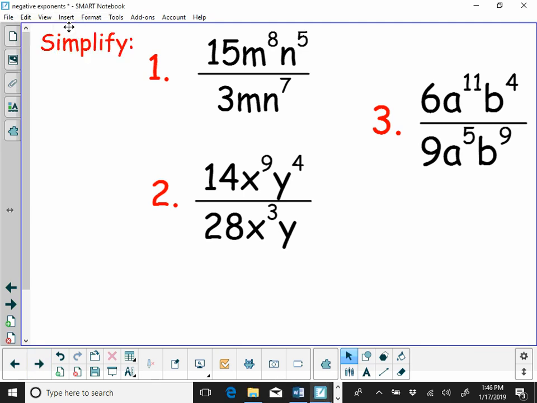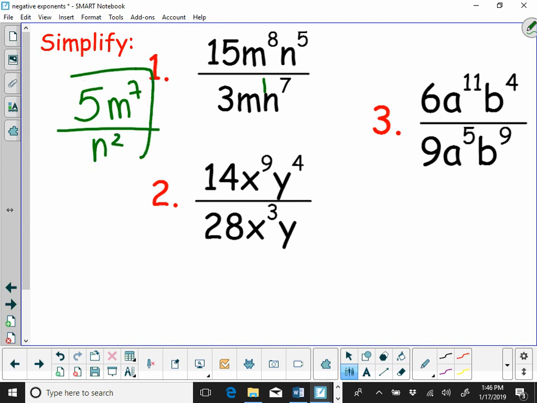15 divided by 3 gave you 5. And then how many m's were left in where? 7 on the top. Thank you for not forgetting about that understood 1 right there. And how many n's? 2 on the bottom. So this should have been your answer to number 1. Is everybody with me? As long as you can simplify fractions and subtract, you should be good to go.